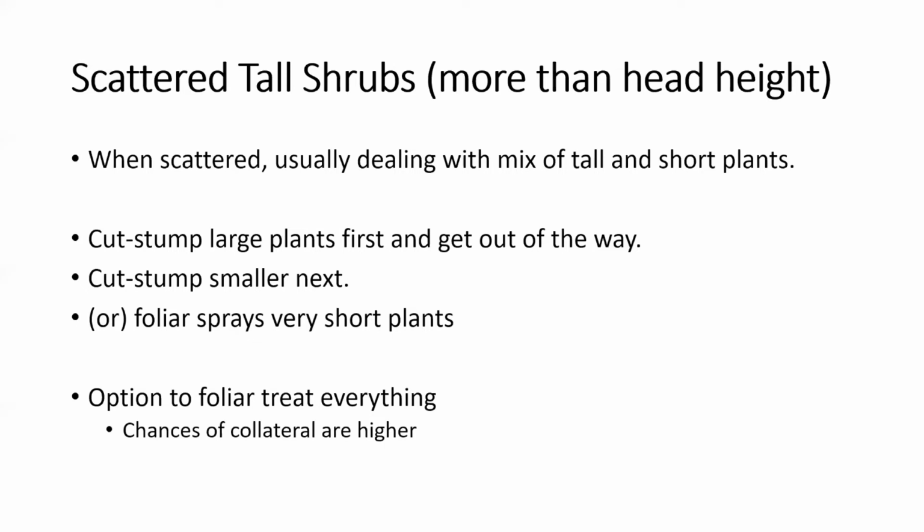When you're dealing with scattered tall shrubs, you're always dealing with both a mix of tall things and short things. And so get the tall stuff out of the way first, and then your next task is to work on the smaller stuff. And with the smaller stuff, you would follow up with either a cut stump treatment or a foliar spray.